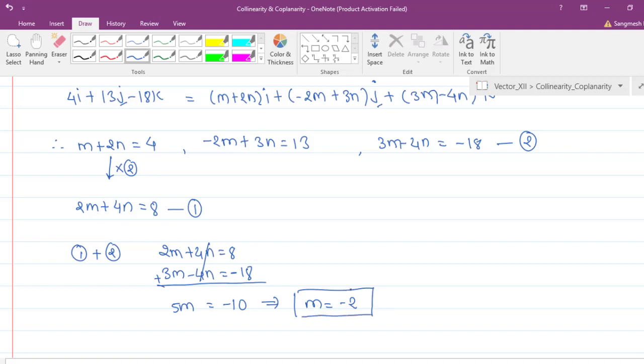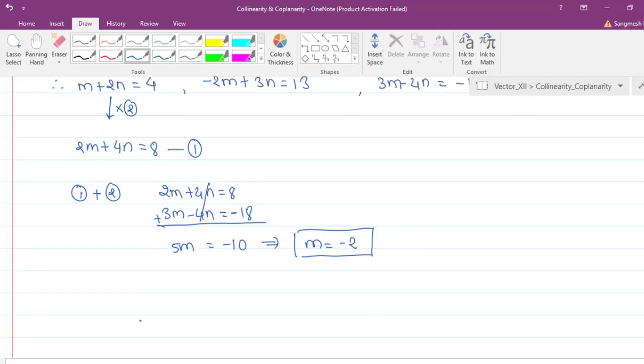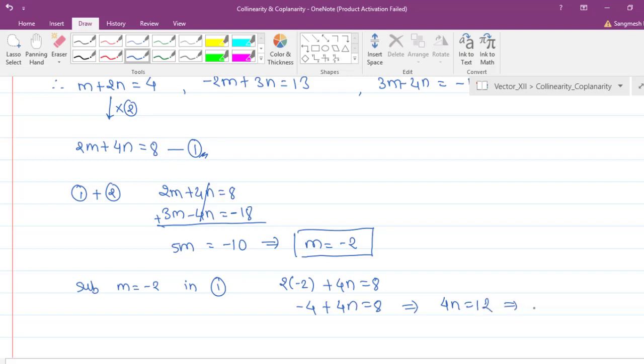Substitute m equals minus 2 in any one of the equations. So put m equals minus 2 in the first equation. What you will get is 2 into minus 2 plus 4n equals 8. So it is minus 4 plus 4n equals 8, which implies 4n equals 8 plus 4, that is 12. So n becomes 3.